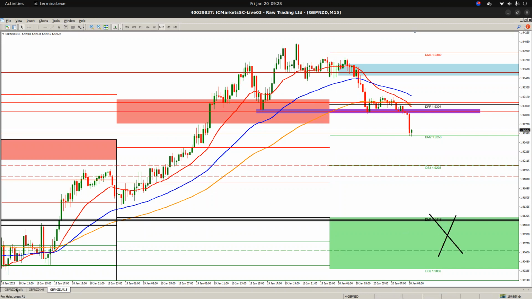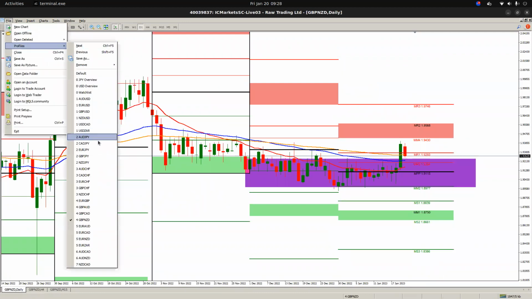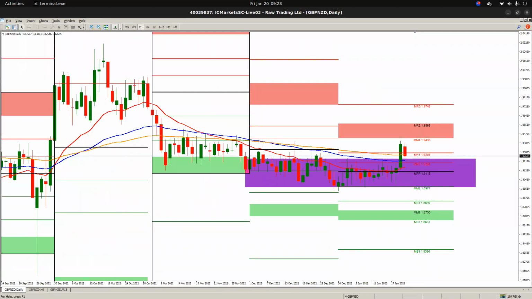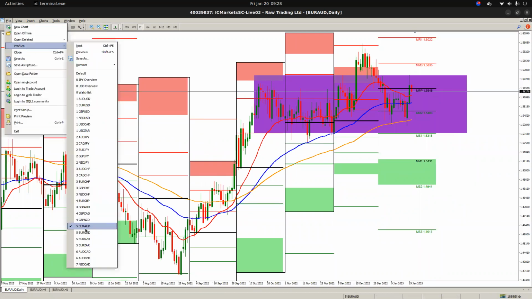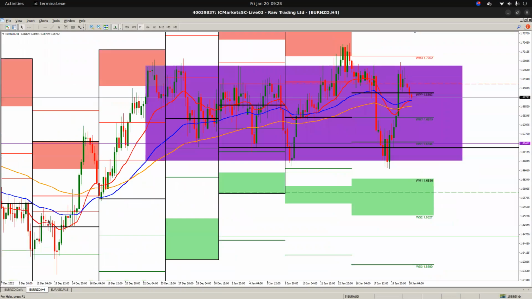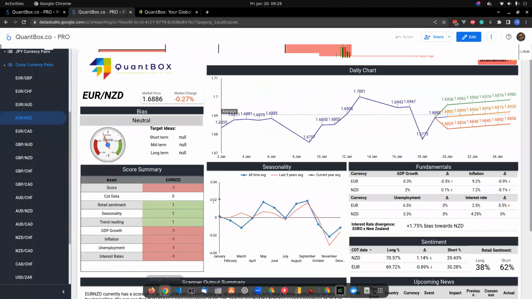Okay, cool. Euro Aussie, let's take a look at Euro Aussie. Let's see. Euro Aussie, okay, we're still stuck in the range. Move on. Euro Kiwi, still stuck in range. Move on. Okay, cool. We leave those be.